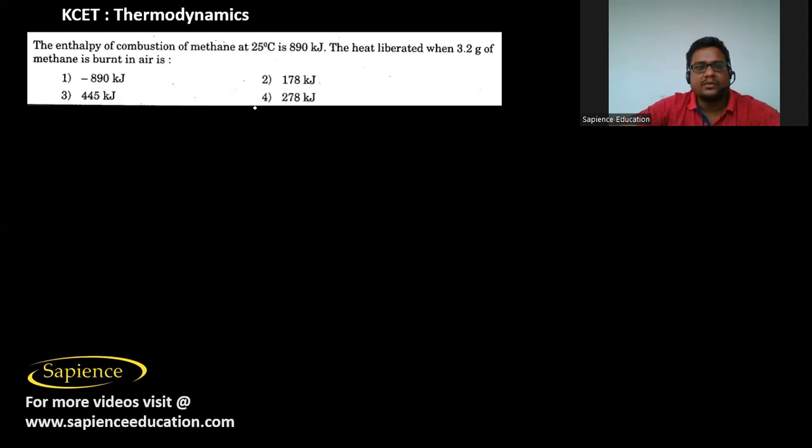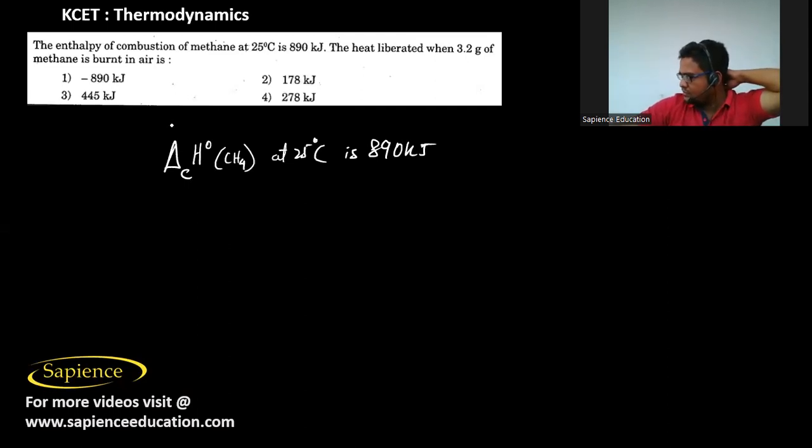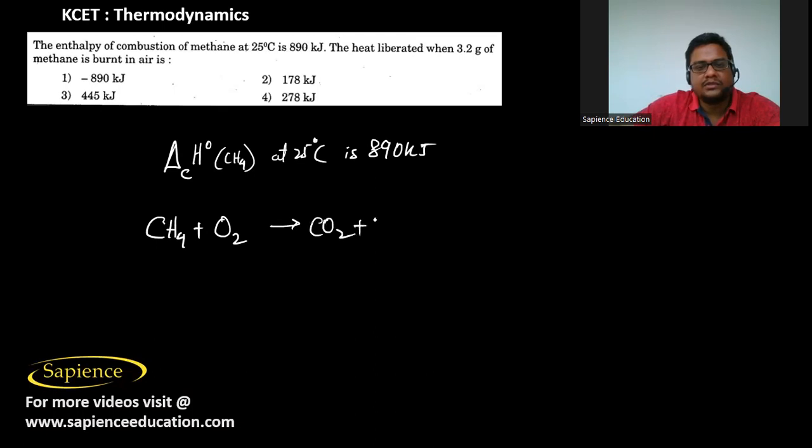Then it is told the enthalpy of combustion of methane, CH4, at 25 degrees Celsius is 890 kilojoule. Then the heat liberated when 3.2 gram of methane is burnt in air is asked. So here CH4 will react with O2 to form CO2 plus H2O plus some heat it will release. That is 2 moles of H2O and 2 moles of O2.